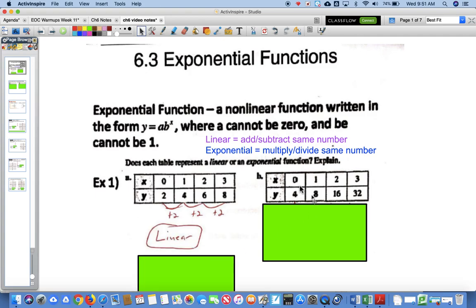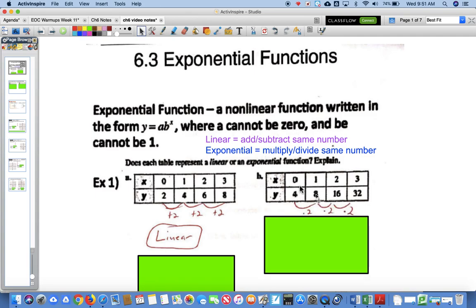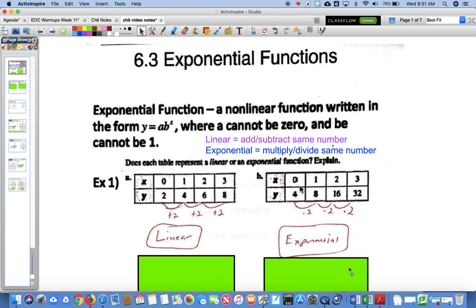This one, well, they could be adding 4, adding 8, adding 16, but that's not consistent, so it's definitely not linear. Another pattern could be that they're multiplying by 2, multiplying by 2, multiplying by 2, which would make it exponential.